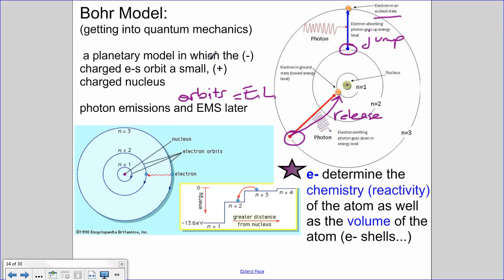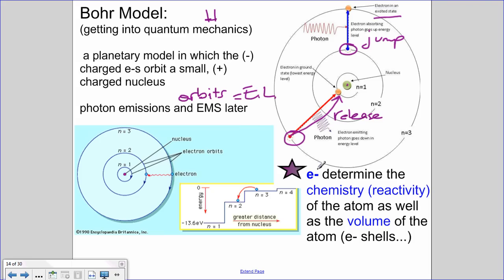The only thing that was kind of weird about this model was that it's only relevant for hydrogen, which was really unfortunate because it seems pretty cool that we know all this information, but we only know it for hydrogen, so it wasn't very applicable.